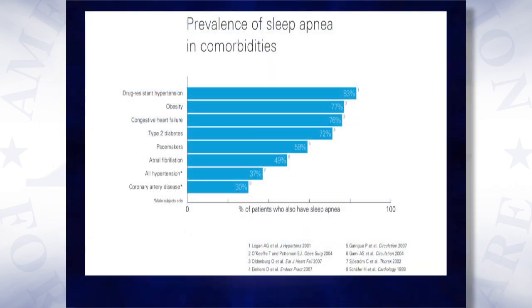When we take a look at the prevalence of sleep apnea in comorbidities, this slide demonstrates quite a few things that can be affected by obstructive sleep apnea. We look at the highest ranking here, drug-resistant hypertension. When we look at hypertension and how it affects the body system and the blood getting to the rest of the body, this is a significant number of patients that sleep apnea can affect. Also listed here is obesity, congestive heart failure, type 2 diabetes, patients with pacemakers, patients that have atrial fibrillation, all patients with hypertension, and then those that have coronary artery disease.